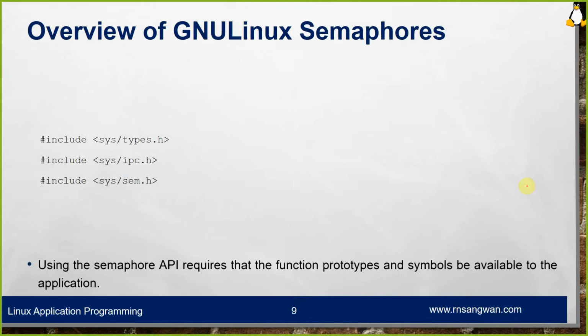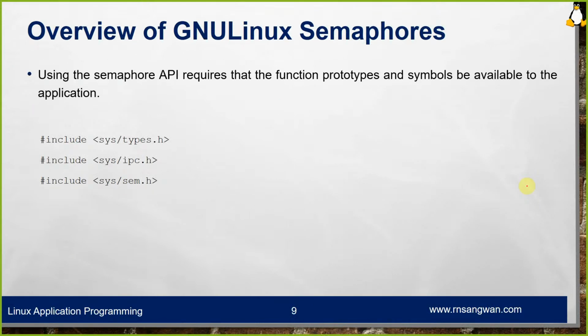Overview of GNU semaphores. Using the Semaphore API requires that the function prototypes and symbols be available to the application. That means types.h, ipc.h, sem.h, which is the semaphore.h header file. So we must enable it. That's the prerequisite. Therefore, some libraries are to be included. This is done by including 3 header files.